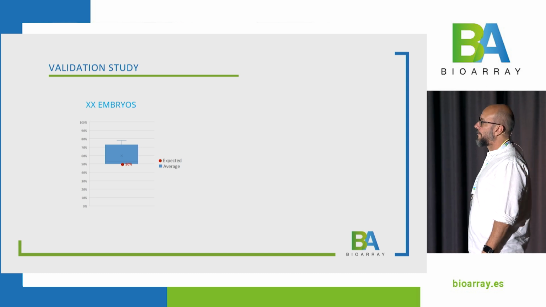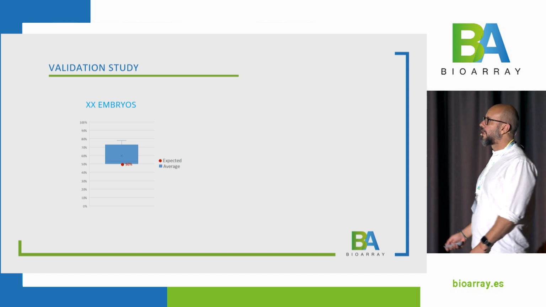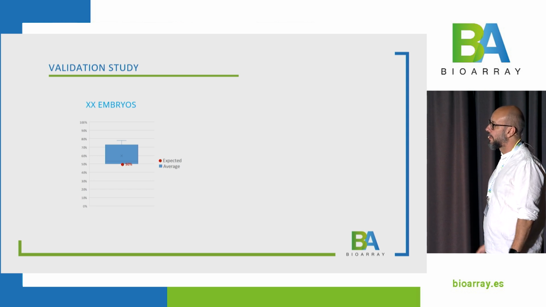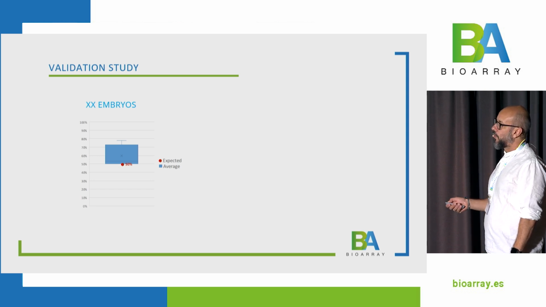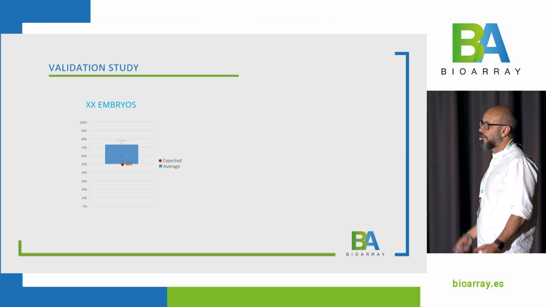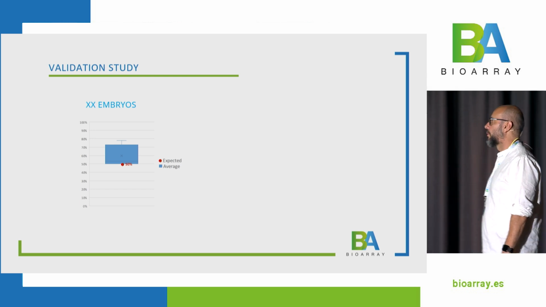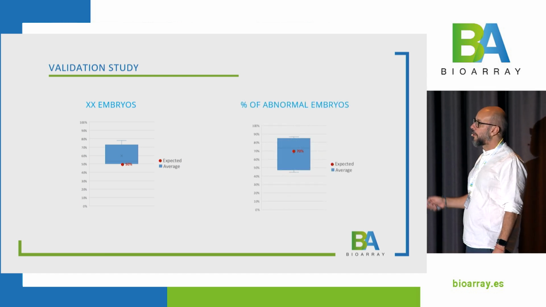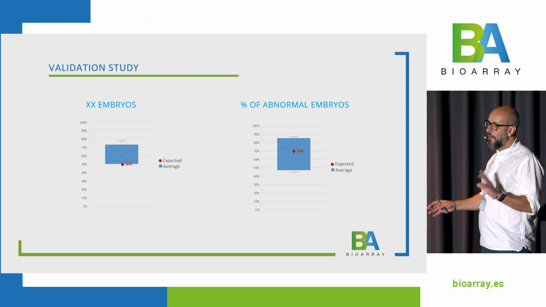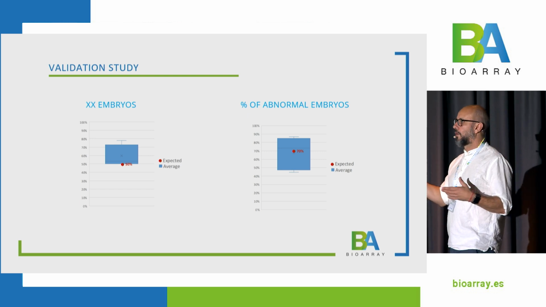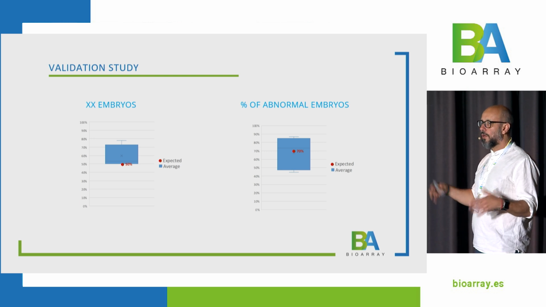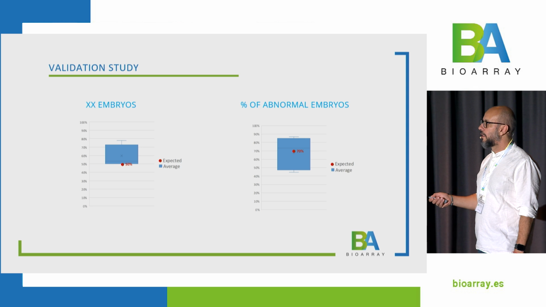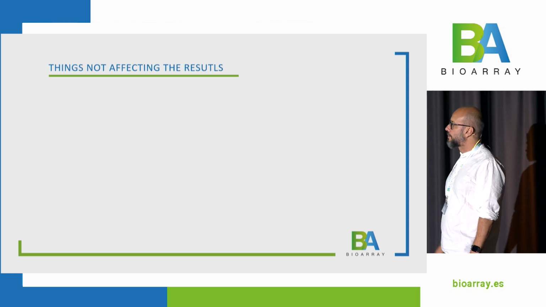Also, we look at the number of female embryos. Obviously, we expect to have around 50% of female and male embryos. If we are in the high range of female embryos, it usually means that we are seeing maternal contamination. And also the percentage of abnormal embryos, which obviously depends quite a lot on the patients. But if we are working with patients with advanced maternal age, usually we have around 70% of abnormal embryos.